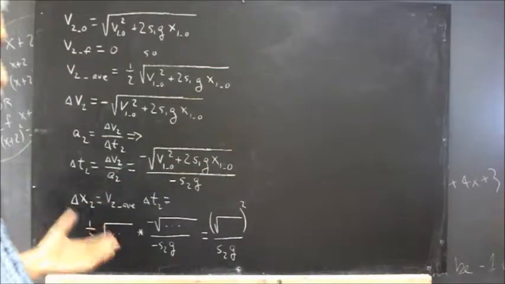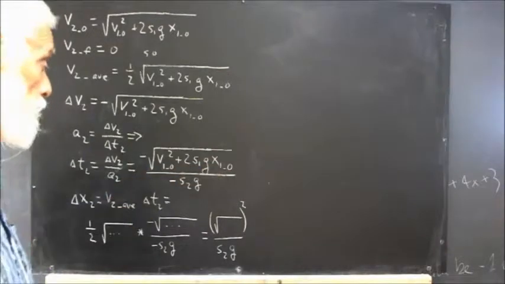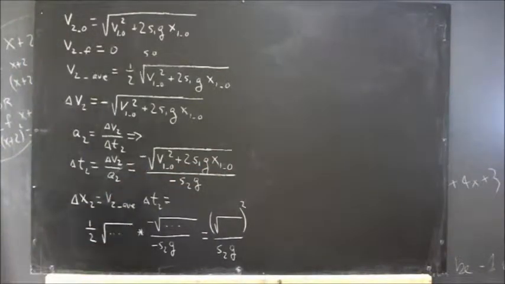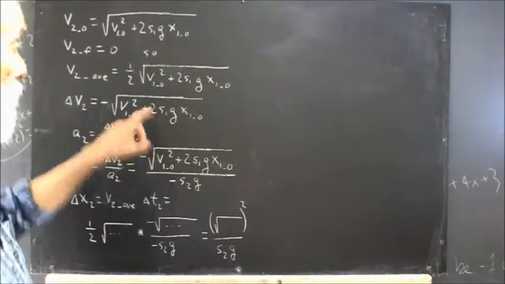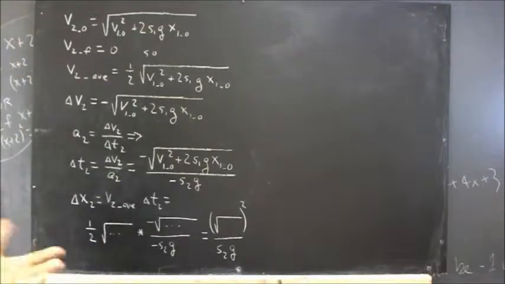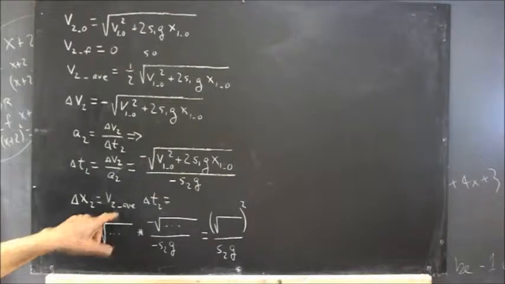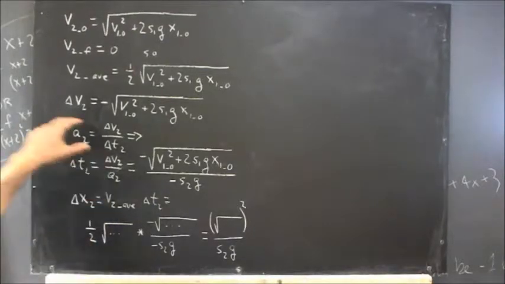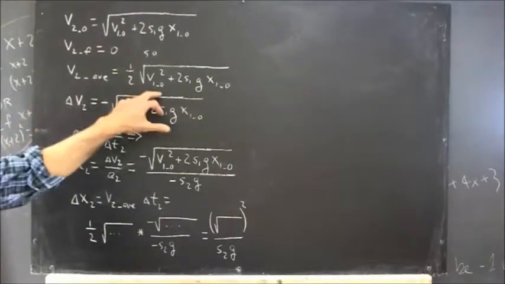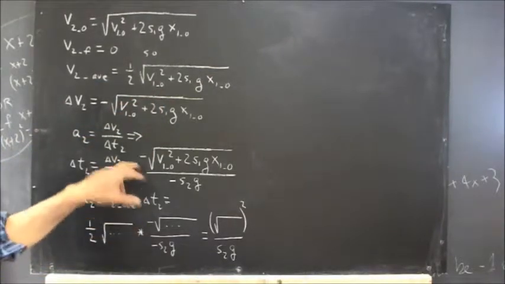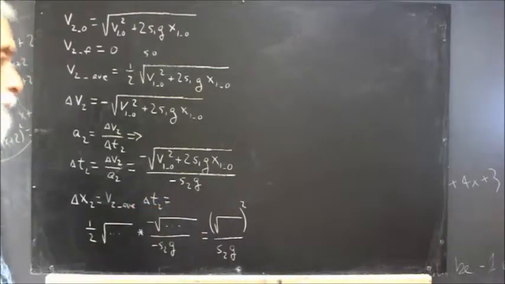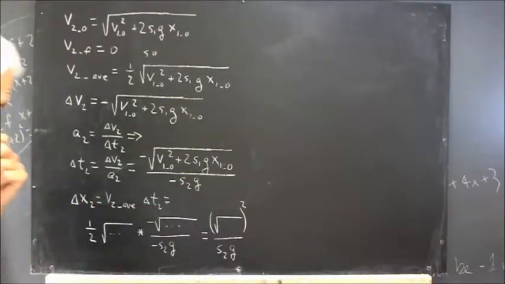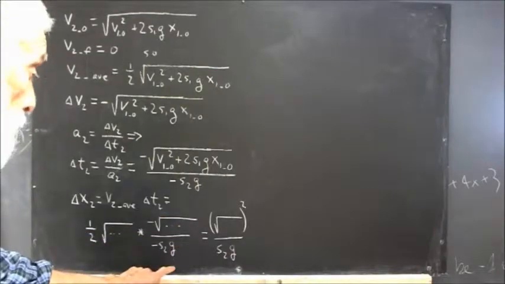Now, I'm not exactly tired of writing everything under the square root sign, but for the purpose of brevity, I'm just writing square root dot dot dot, because every square root on the board is going to be the square root of the same expression. So the average velocity is 1/2 the square root, as we see wherever I wrote it here. And the delta t is the negative of the square root over negative s2g, negative s2g being the acceleration on the second ramp. So we have that expression here.